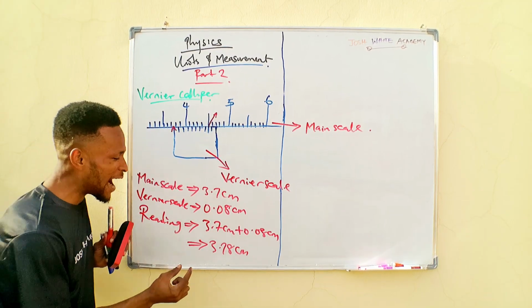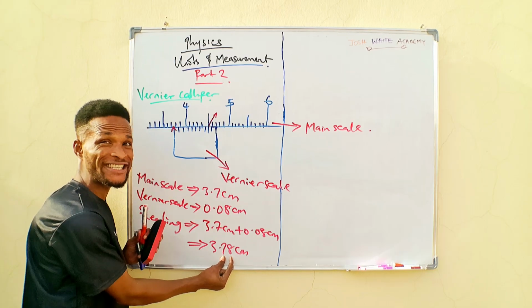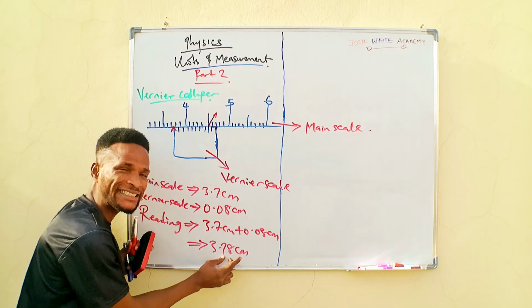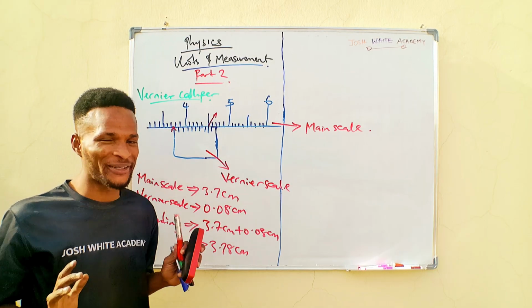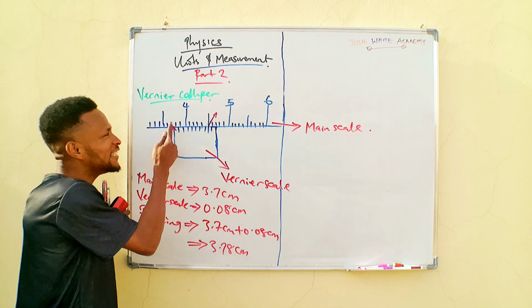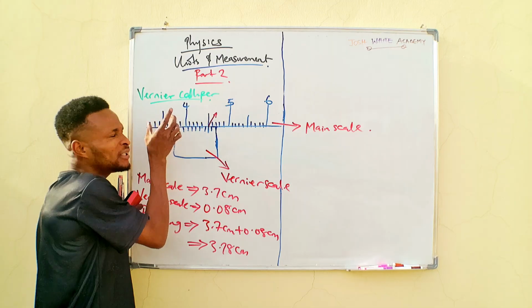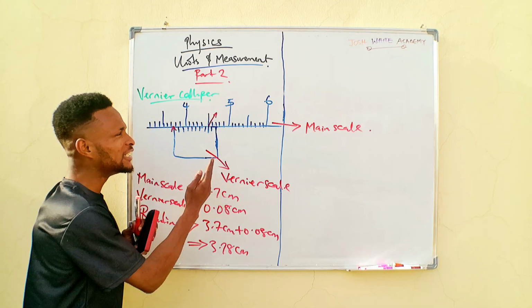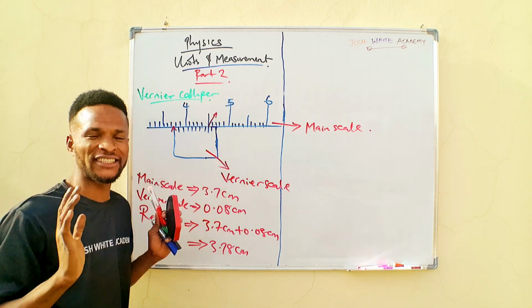If you take note, our answer is giving us 2 decimal places. You can't take this kind of reading using a meter rule. So all you need to take note of is the point of intersection of the Vernier scale on the main scale, and secondly, the point of coincidence between both scales.